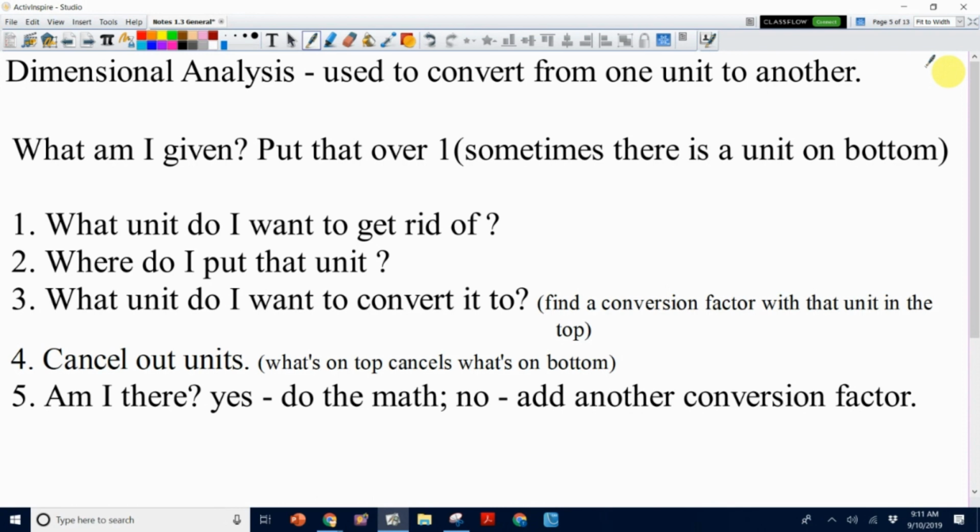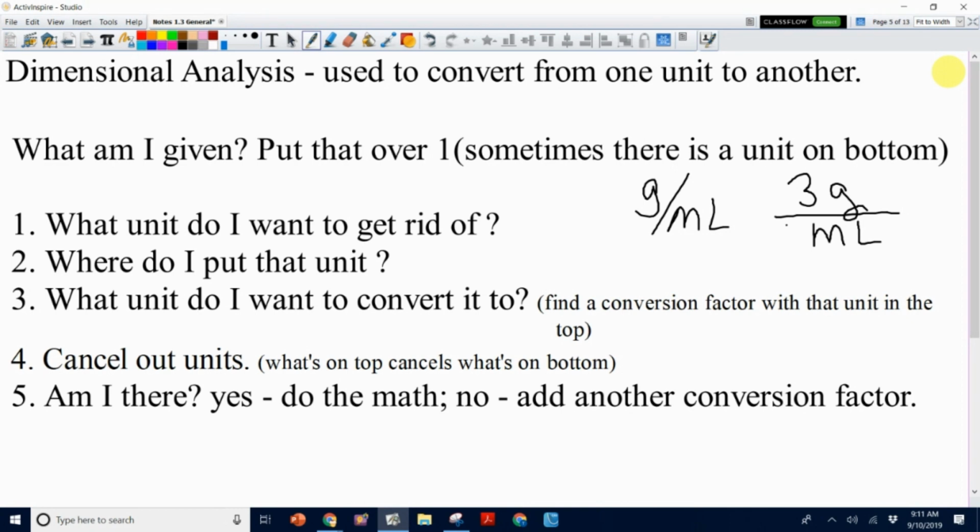All right, so the way you start off a dimensional analysis problem is you take your given, what am I given, and you put that over 1. Now, sometimes there's a unit on the bottom that you already have. Like when we were doing density, we have grams per milliliter. Okay, and you're going to see it like this. Well, that's a fraction. So if I have 3 grams per milliliter, I'm going to put 3 grams over milliliter like this.